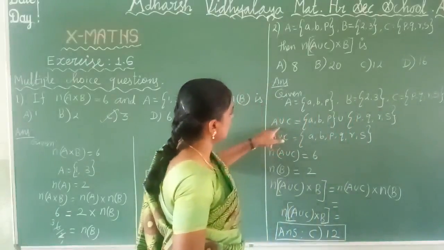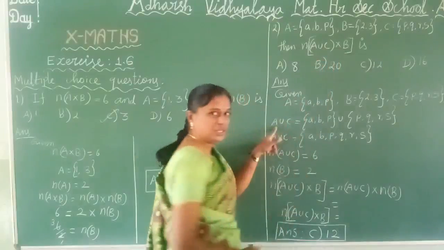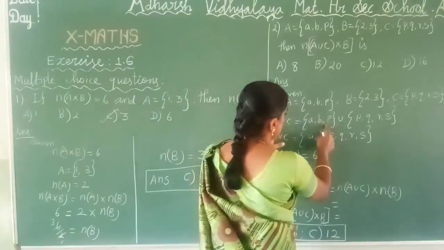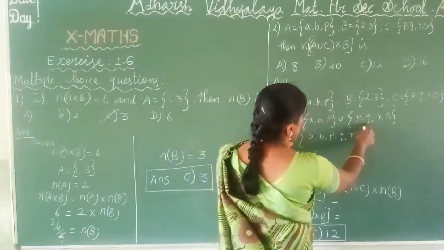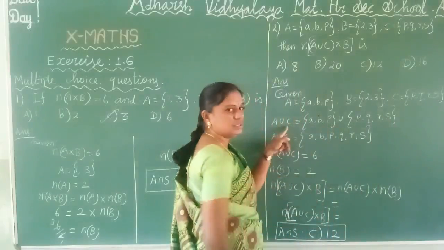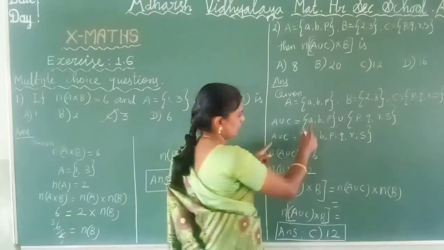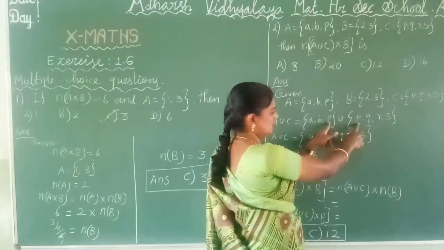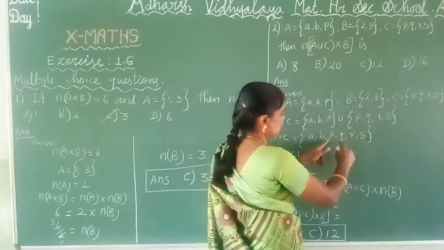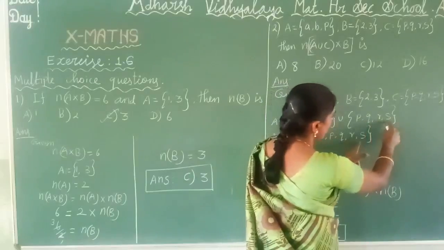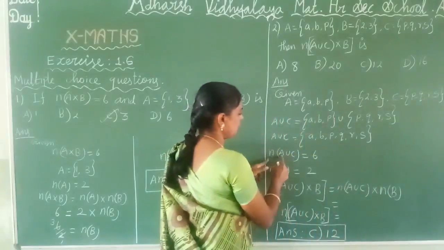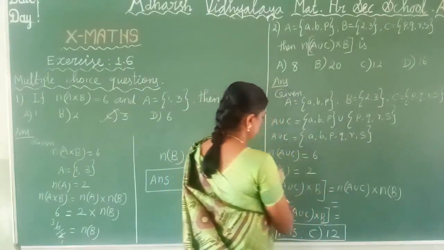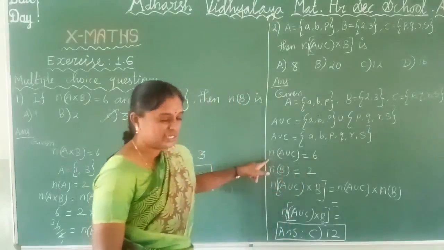So first you find A union C. Union means combine the two sets. A elements are a, b, p, and C elements are p, q, r, s. Combine these two sets A and C. a, b, p here from set A, and the C set there. p is common, so write it only one time: a, b, p, q, r, s. Next, the number of elements in A union C: 1, 2, 3, 4, 5, 6. So n(A union C) is equal to 6.